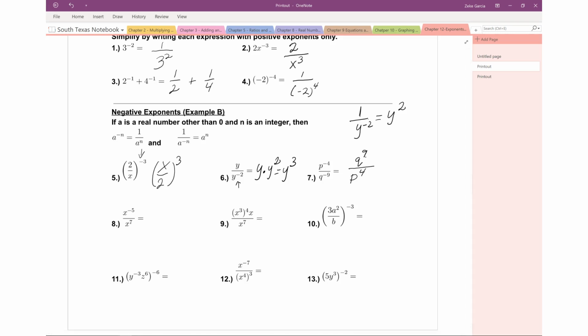Example 8, we have x to the negative 5 power divided by x to the 7th power. So we already have a 1 in the numerator, and we have an x to the 7th in the denominator. So now x to the negative 5th power will go to the denominator. So you have x to the 5th. So you have 1 over, we have the same base, so it will be x to the 12th, which is the sum of 7 plus 5.